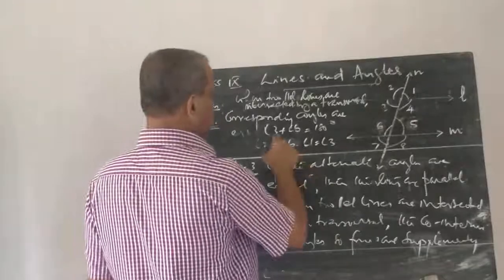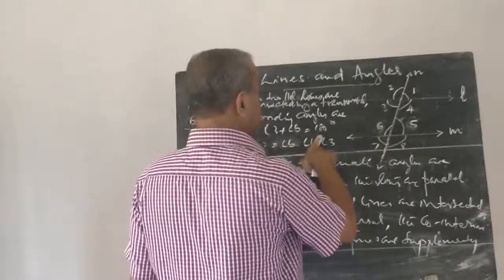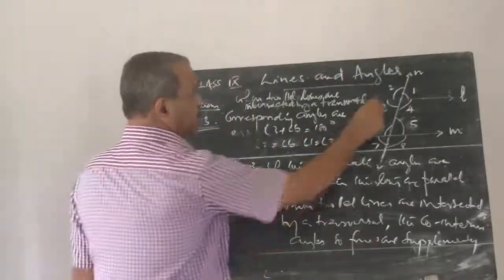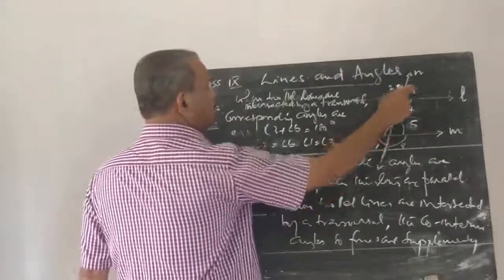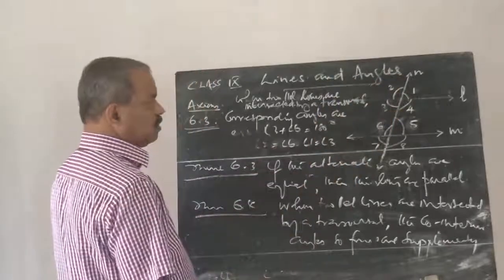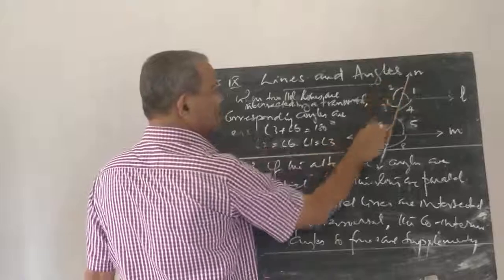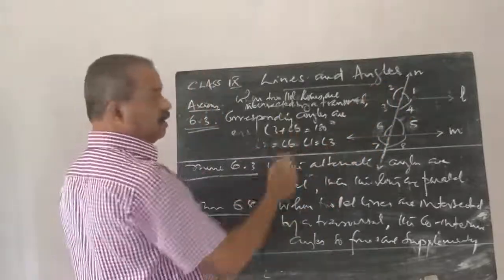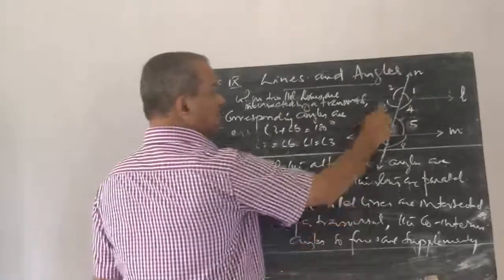And we want to show that angle 3 plus angle 6 equals 180. Angle 1 equals angle 3. Angle 2 equals angle 6. So angle 1 plus angle 2 equals angle 3 plus angle 6. What is angle 1 plus angle 2? 180, a straight angle.